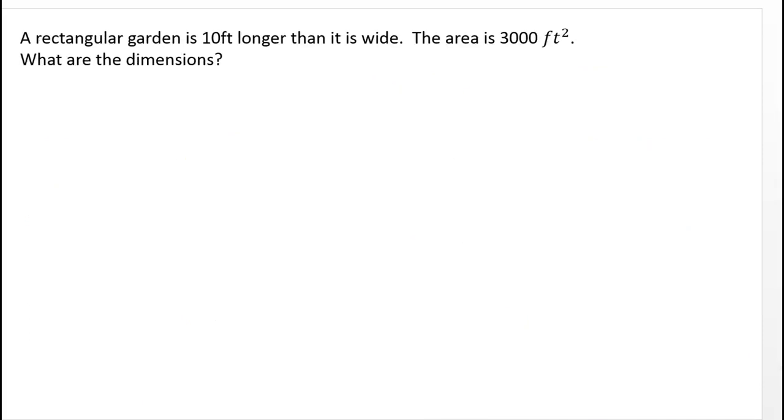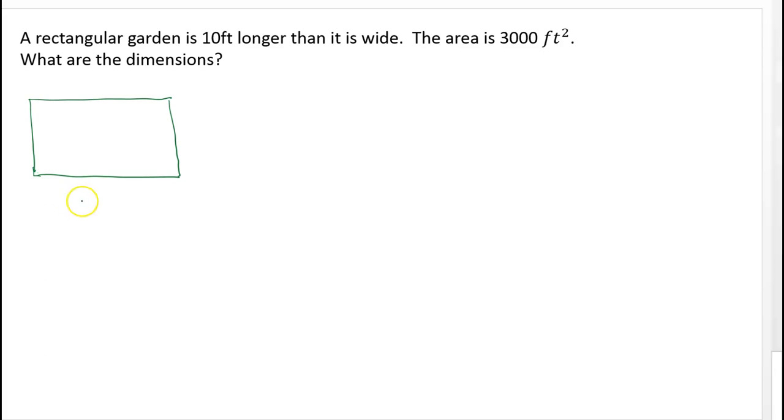And for our last problem, we have a rectangular garden that is 10 feet longer than it is wide. They tell us the area is 3,000 feet squared. What are the dimensions? Okay, let's see what we can do here. So first of all, we have a rectangular garden. I encourage you, anytime you have some kind of geometric figure, to definitely draw a picture. So it says a rectangular garden, we have a length and a width.